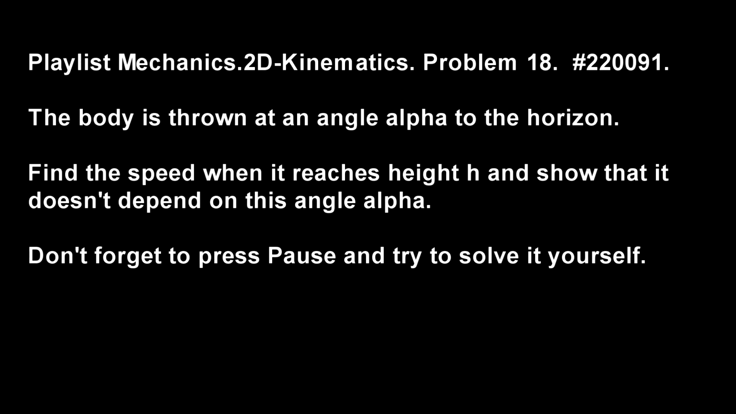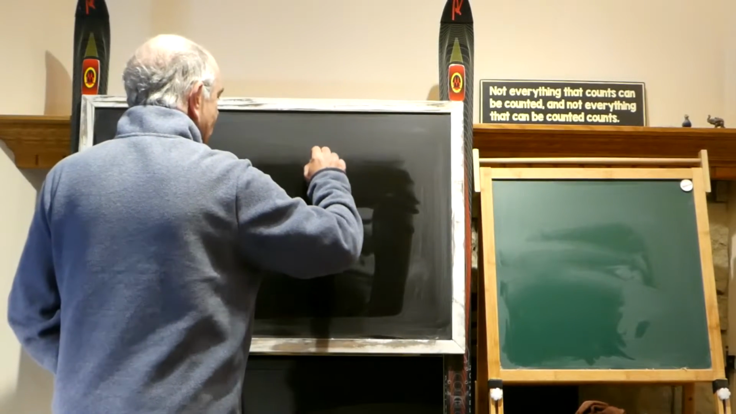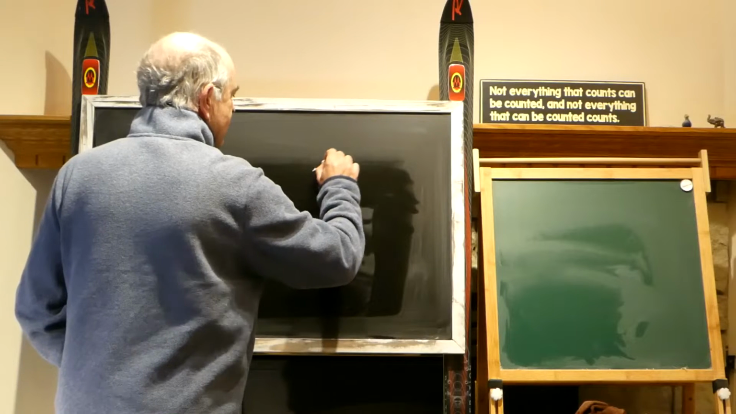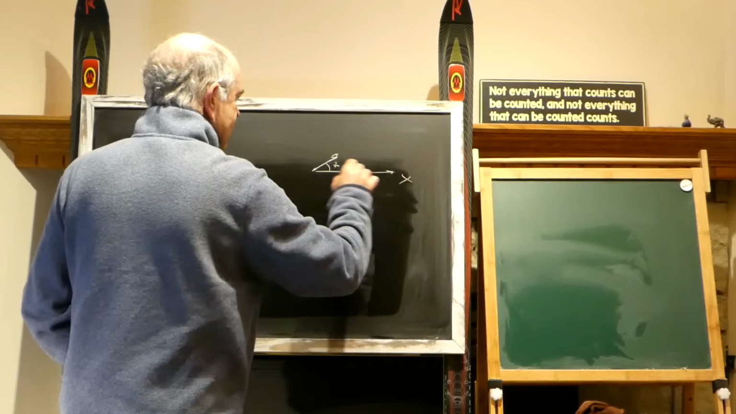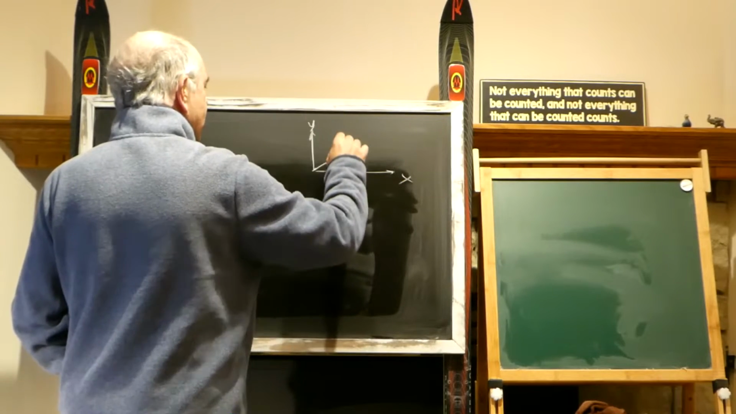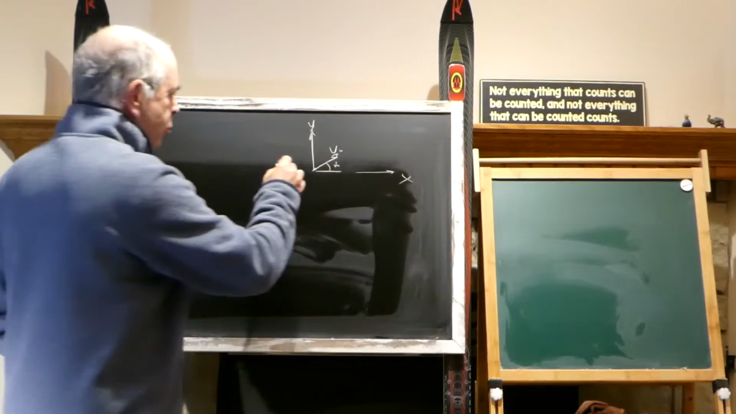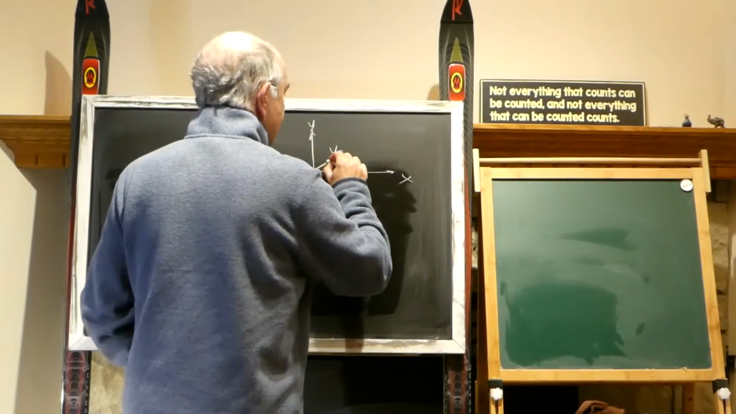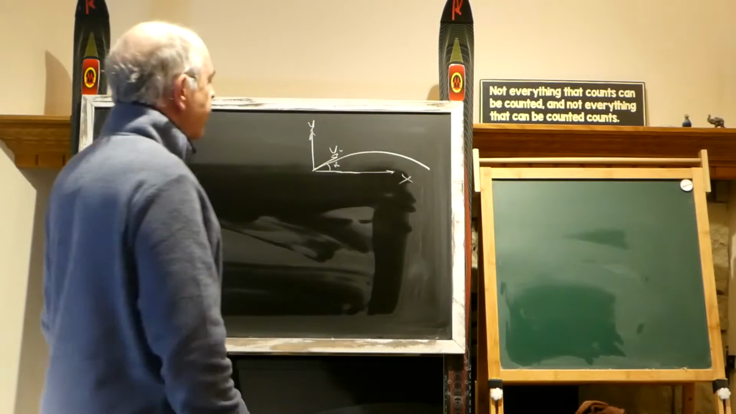So here is a problem. As always, read it, maybe once, maybe twice, and then pause the video and try to solve it yourself. Today's problem is again about the body that is thrown at an angle, and this is x, and this is y, and this is v0. What happens with the body we already know: it flies, and this is a parabola, right?